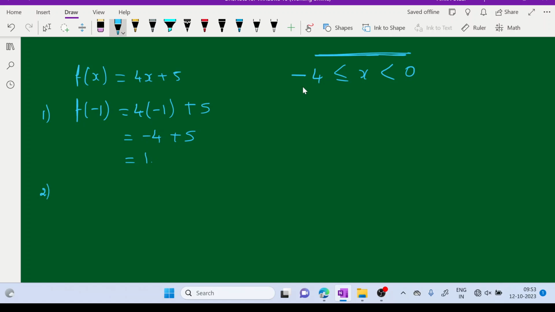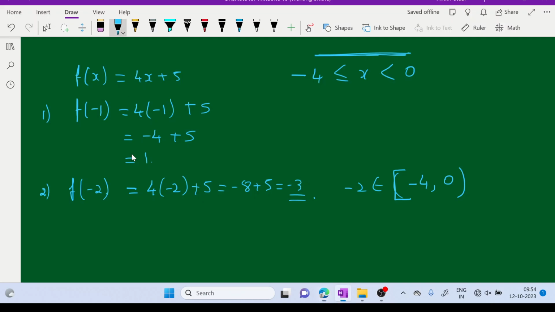Second one is f of minus 2. This one also, minus 2 does belong to the interval minus 4 to 0. See the way I am writing the intervals. We did intervals in Set, Relations and Functions. Closed interval at minus 4, open interval at 0, because x can be equal to minus 4, but it is always going to be less than 0. So it belongs to this, and I can find the value. It's going to be 4 into minus 2 plus 5, which is minus 8 plus 5, which is minus 3.